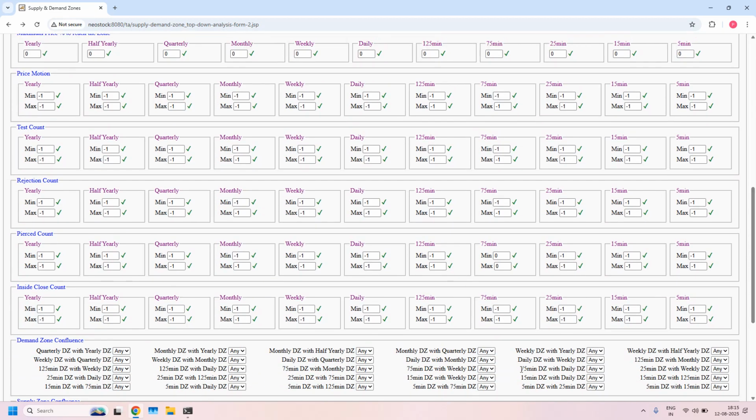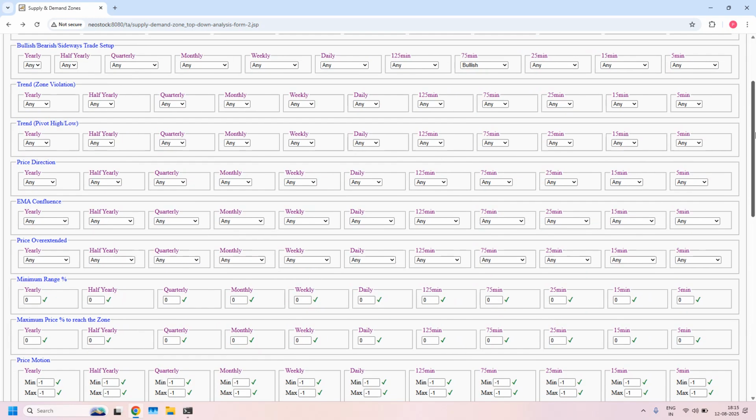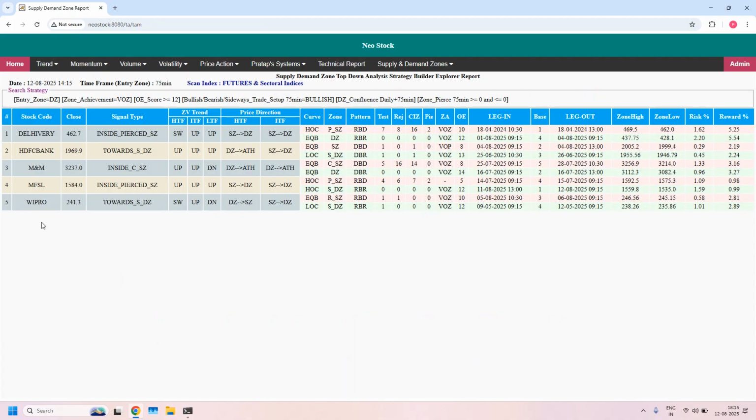LTF is 75, ITF is daily. So 75 and daily demand zone confluence. We are applying this filter on those 8 stocks. After applying, we got 5 stocks. In all the 5 stocks, these 75 minutes demand zones are overlapped with daily demand zone. And also daily trend is uptrend in all the stocks because 75 minutes demand zone overlapped with daily demand zone.